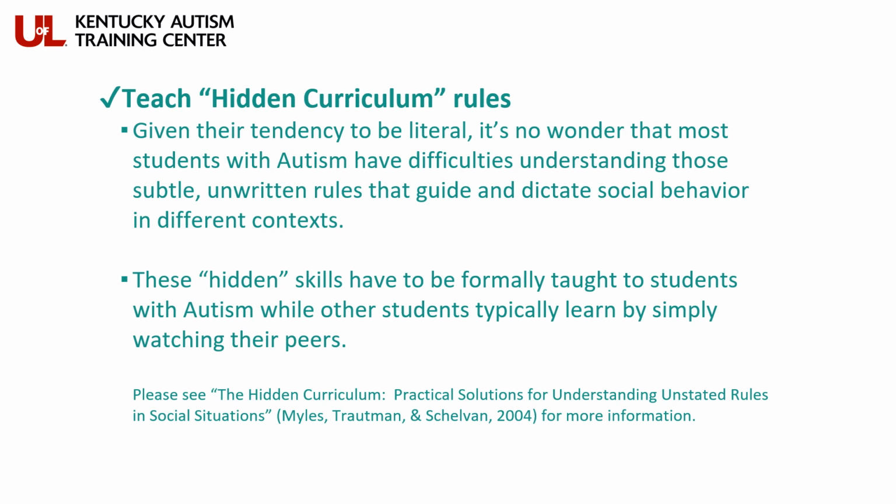So here's just some other guidance with that. Given their tendency to be literal, it's no wonder that most students with autism have difficulties understanding those subtle, unwritten rules that guide and dictate social behavior in different contexts, because again, they don't understand, well, I can do it here, but I can't do it there. Those hidden skills have to be formally taught to students with autism, while other students typically just learn them by watching their peers.